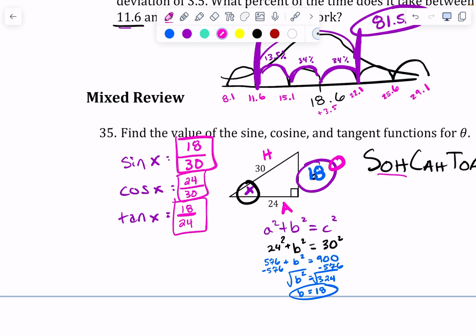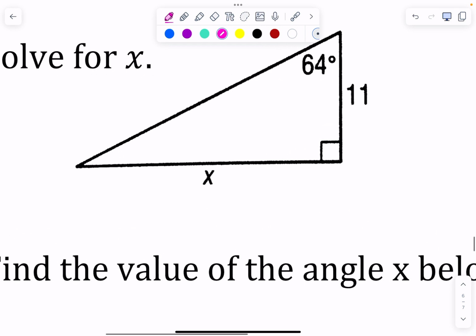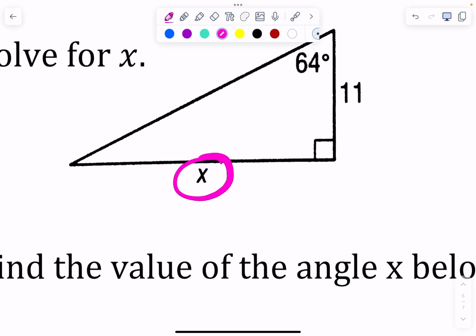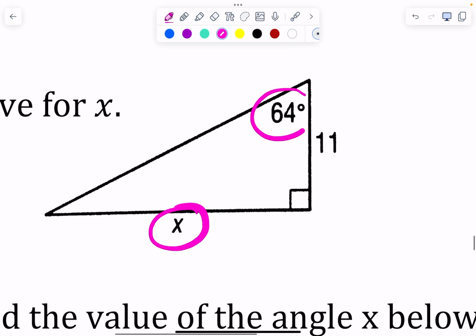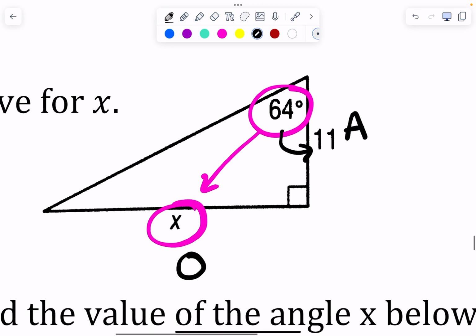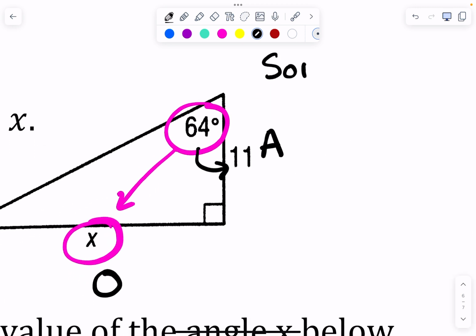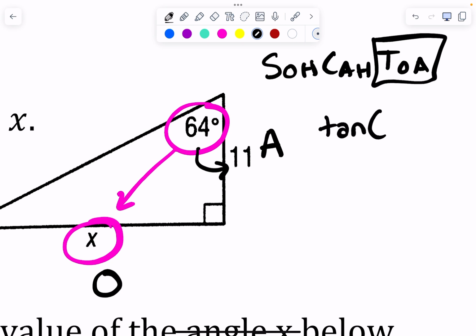Okay, are we done with 35? Let's go to 36. We're solving for x. Here's the deal. 64 is my angle. Let's talk about x in relationship to 64. What is it? Opposite. What about 11? Adjacent. Okay, so as far as SOHCAHTOA goes, which one are we going to use? TOA, because we have O and A, right? Okay. All right, so I'm going to use tangent.